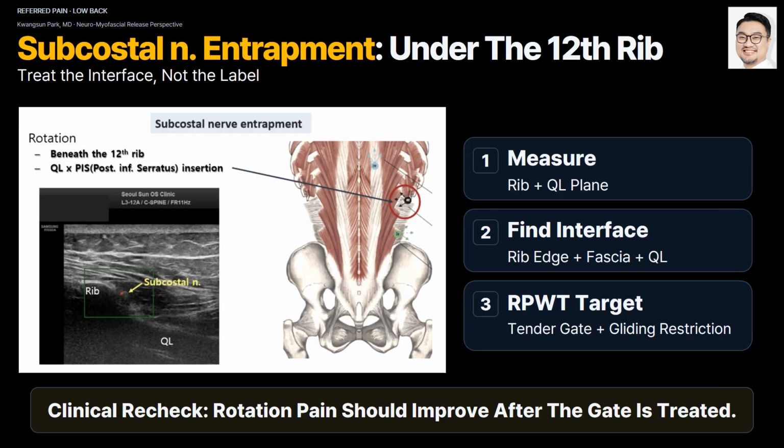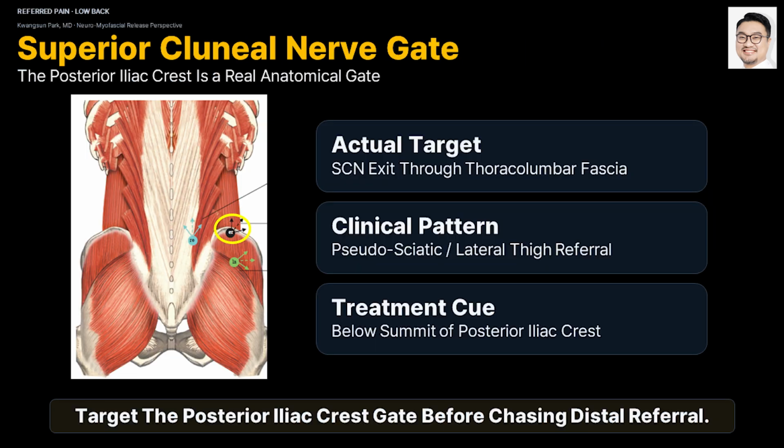For the subcostal nerve, I do not treat only the pain label. I measure the rib and QL plane, find the interface between rib edge fascia and QL, and treat the tender gate. A simple rotation recheck can immediately confirm whether the gate was clinically meaningful.